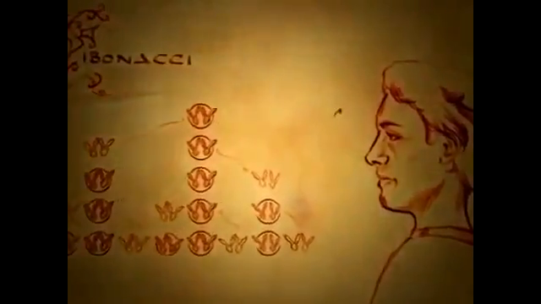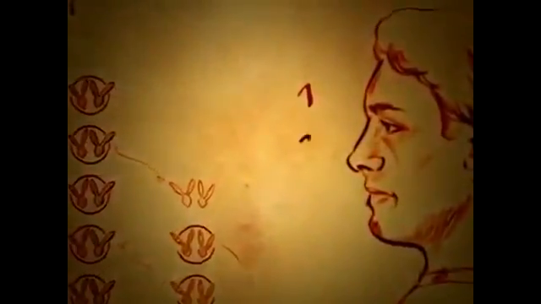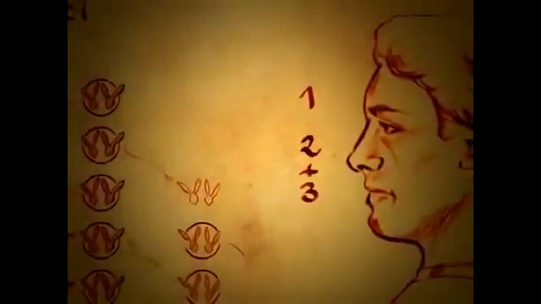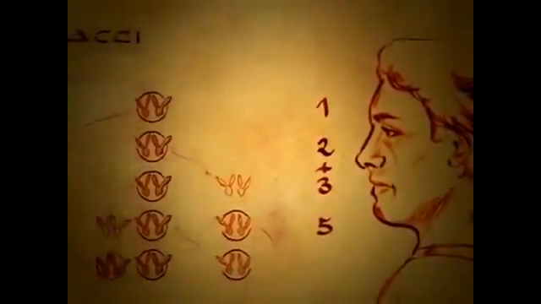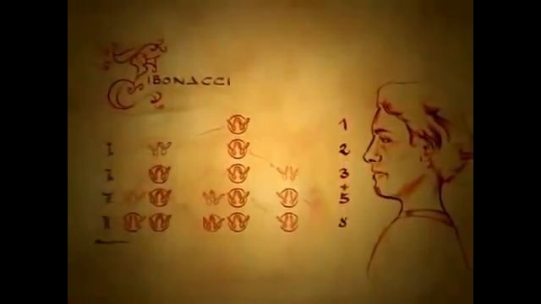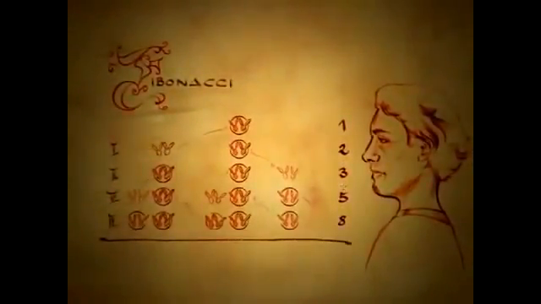To begin with, there is 1 pair of rabbits. After 1 month, there are 2 pairs. After 2 months, there is 1 plus 2, or 3 pairs. After 3 months, 2 plus 3, or 5. After 4 months, 3 plus 5, or 8, and so on. Until, after 11 months, 233 pairs of rabbits have resulted from the first pair.